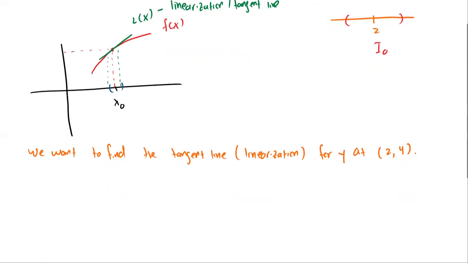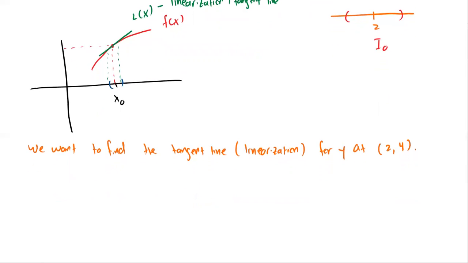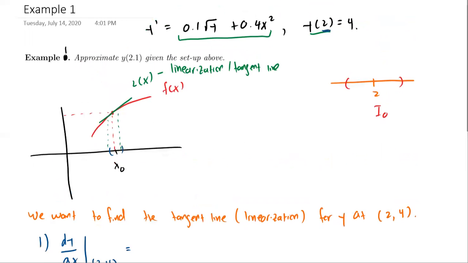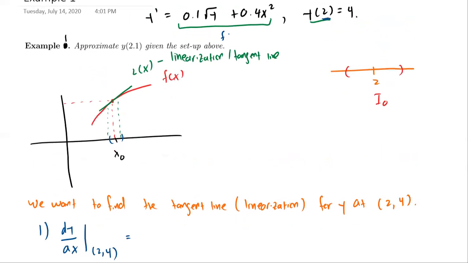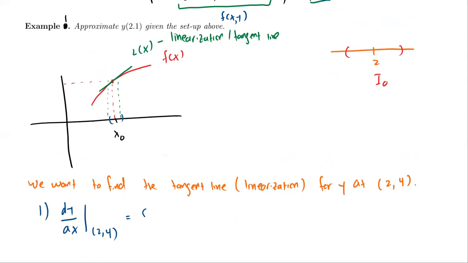Okay, so let's go through the process. What do we need for the equation of the tangent line? Well, we need two things. First, we need to find the slope. Again, by definition, the slope is the derivative evaluated at this point. For our purposes, this is the function, right? Remember, for us, this is f of x, y. So for us, this is just f of 2, 4: wherever you see an x, plug in a 2, wherever you see a y, plug in a 4.